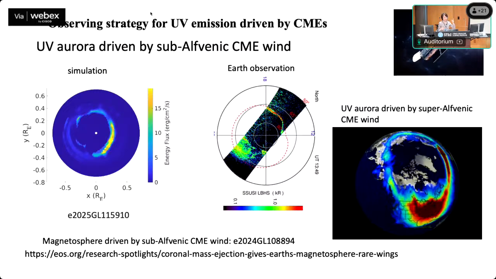Typically during a CME-driven storm, that's the auroral emission pattern you will see. It's pretty global. It takes up an important fraction of our planet disk. However, during the sub-Alfvénic solar wind, when Earth has its magnetic wings connected back to the sun, the emission is very different.